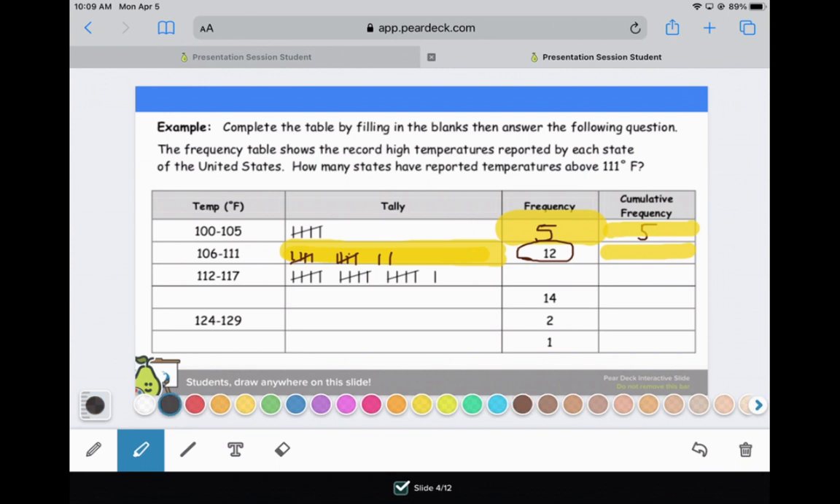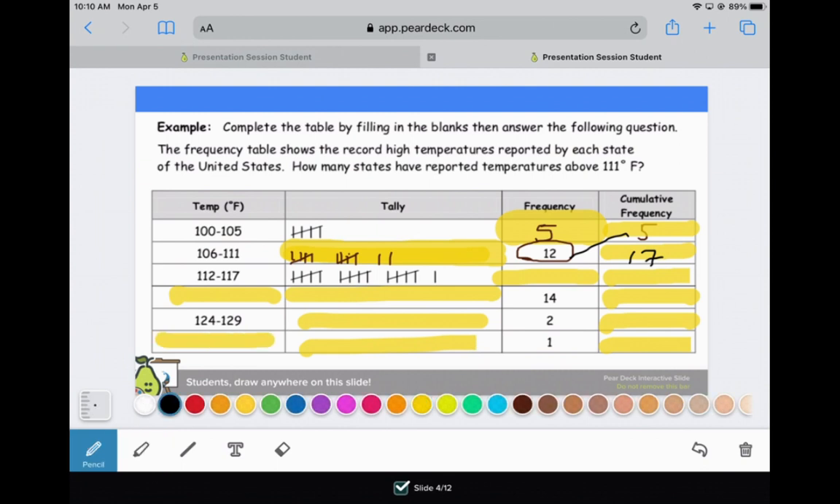All right, so now the cumulative frequency is a total. So I have a 5 here, and then I have 12. So those together would be 17. I'm just going to highlight all the spots that I have to fill in.